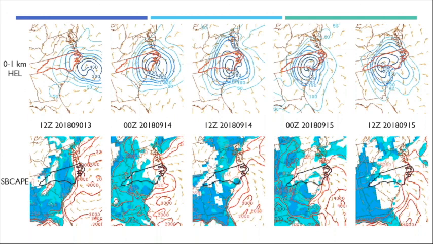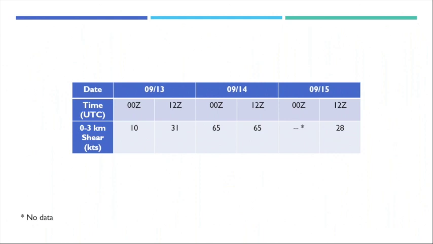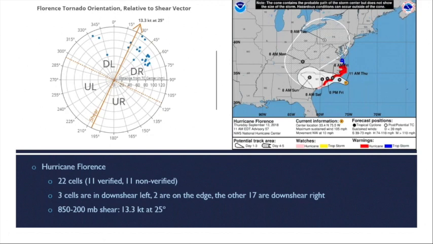And that's balanced by the fact that helicity and shear values were high as well, 500 for the helicity and approaching 1,000 for the shear. And even the 0 to 3 kilometer shear was very high. However, the bulk shear from 850 to 200 was 13 knots, which is lower than what's considered strong. But even regardless of that, most of the cells still ended up falling in the downshear right quadrant, with only 3 falling fully within the downshear left quadrant.